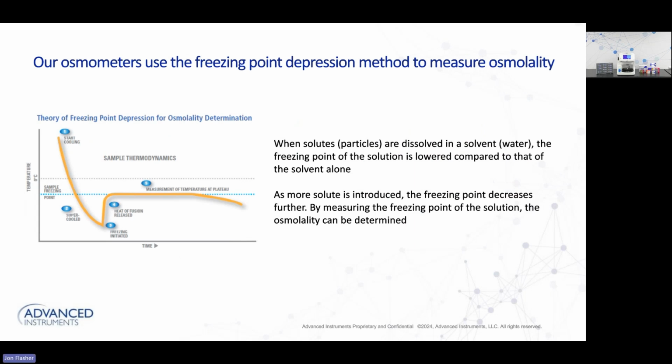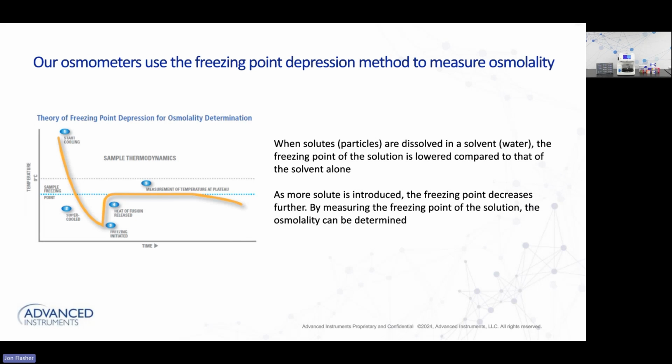We use something called freezing point depression to measure osmolality. What we're actually going to do is cool the sample in the instrument really quickly, all the way past the freezing point, right? So we'll start cooling it until we've super cooled it. And then the freezing is initiated down there at that bottom step in the trough on the graph. And then a step occurs which releases the heat of fusion and actually will plateau the temperature of the sample at the sample freezing point. That's when we actually measure it.